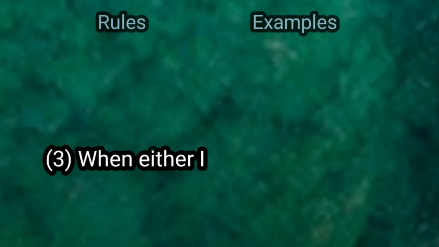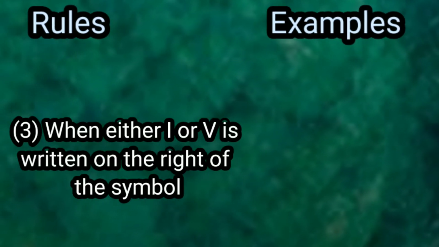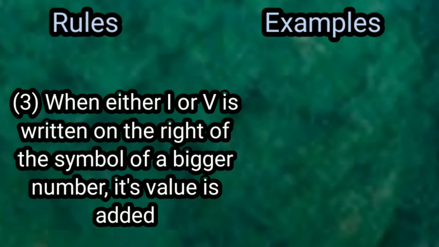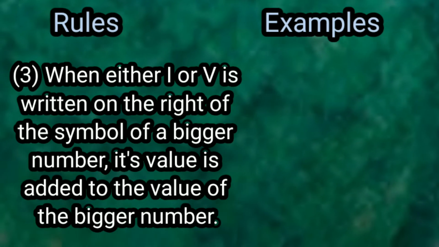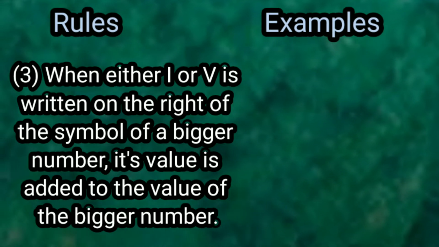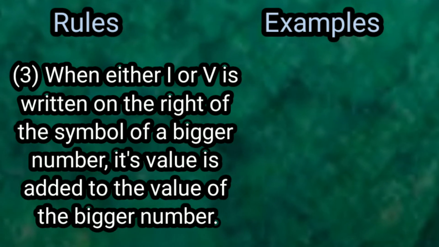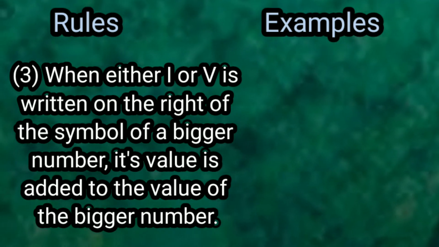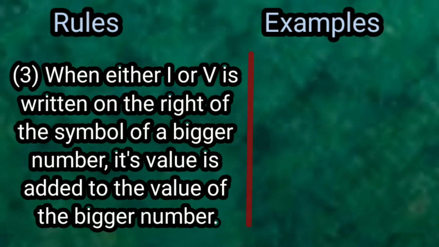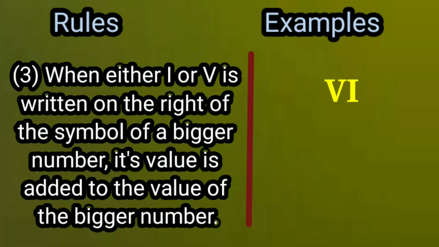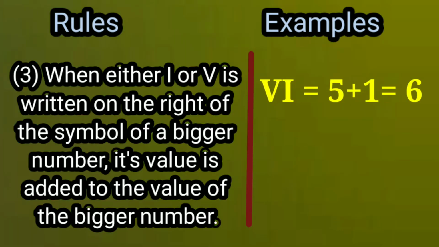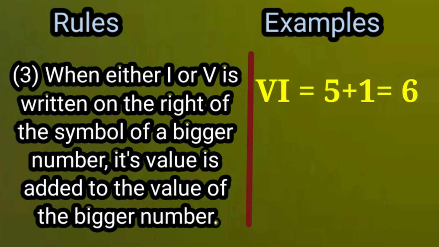The third rule: when either I or V is written on the right of the symbol of the bigger number, its value is added to the value of the bigger number. For example, VI equals 5 plus 1 equals 6. VII equals 5 plus 2 equals 7.